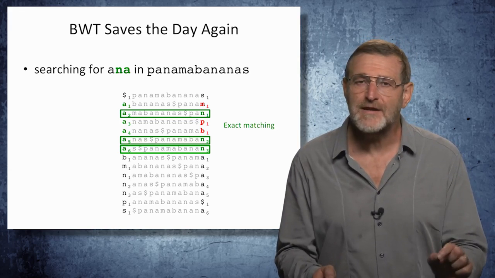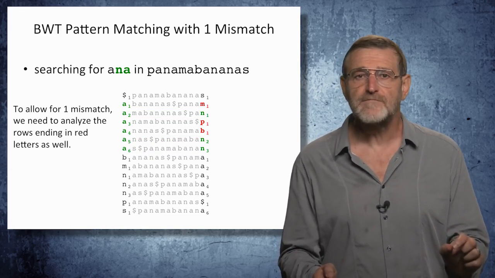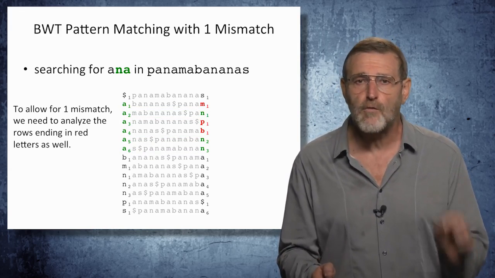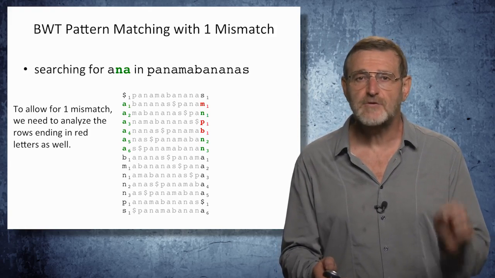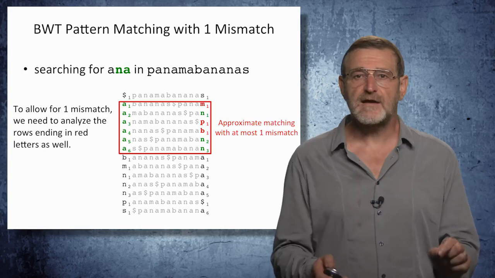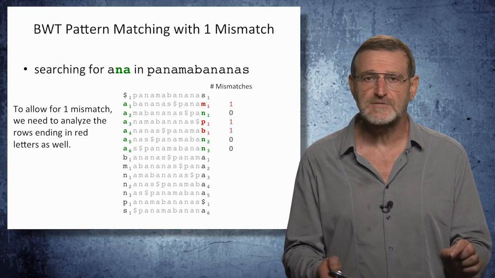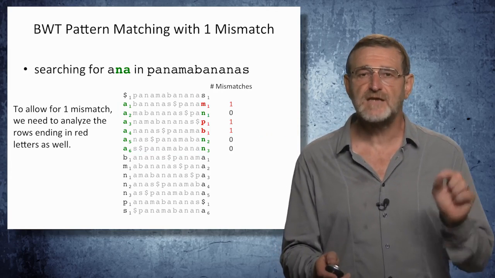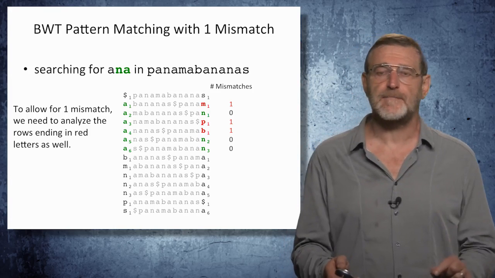But that's not the only thing we are interested in. In the past it was the only thing, but now we are actually interested in all 6 rows starting from A because we are interested in approximate matches as well. And to find approximate matches, we need to retain all these 6 rows and specify the number of mismatches for each of these rows. Here they are.